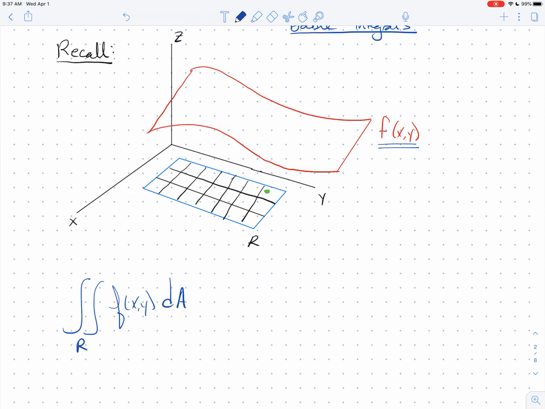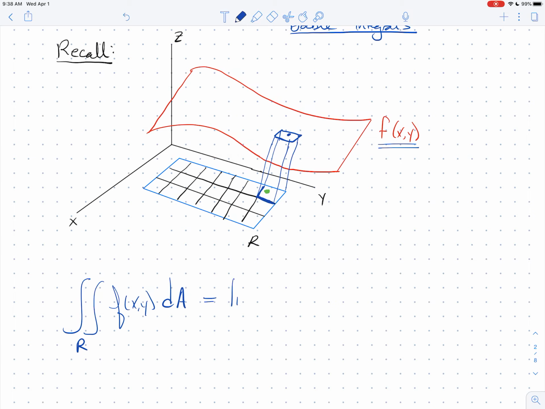I plug that test point into my surface, and that puts me up here. And then I now have a height. So I multiply the area of this little box right here times the height, and you can interpret that as the volume of this box. I'm having a hard time drawing it nicely, but the volume of this box like that.